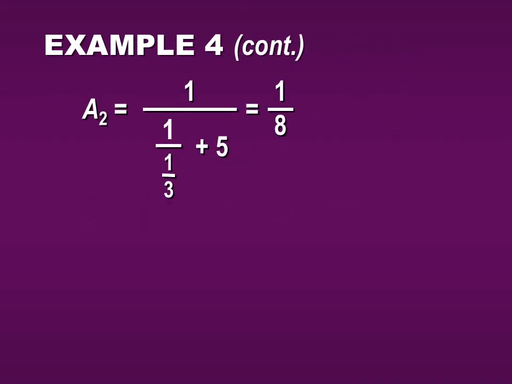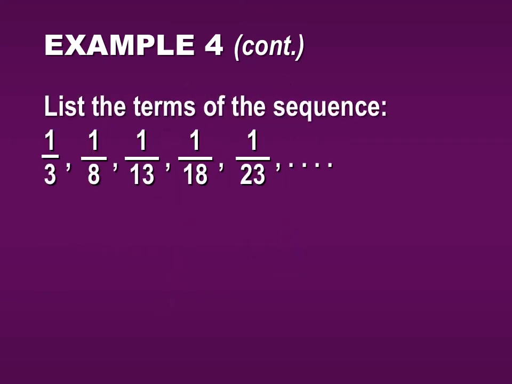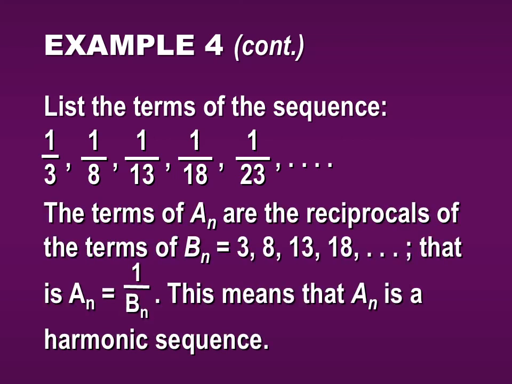So a sub 2 is 1 over 1 over 1/3 plus 5, which is equal to 1/8. A sub 3 equals 1 over 1 over 1/8 plus 5, which is equal to 1/13. Here's a sub 4 and a sub 5. So if we list the terms of that sequence, we get 1/3, 1/8, 1/13, 1/18, 1/23. And if we were to flip those back up, take the reciprocals, it would be 3, 8, 13, and 18. So that means that a sub n is equal to 1 over b sub n, where we took the reciprocals. That means that a sub n is a harmonic sequence.